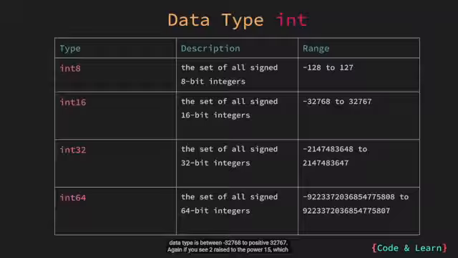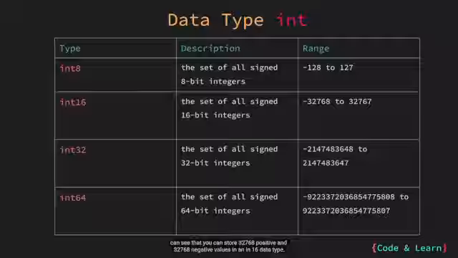Again, 2 raised to power 15, which is the number of available bits, is equal to 32768. So if you consider 0 a positive value, you can see that you can store 32768 positive and 32768 negative values in an int16 data type.